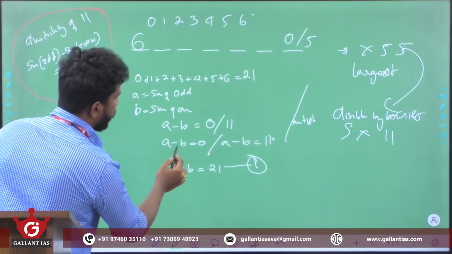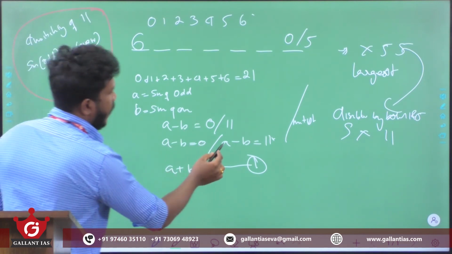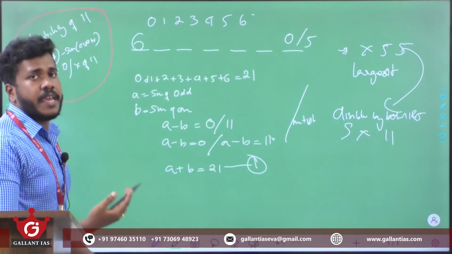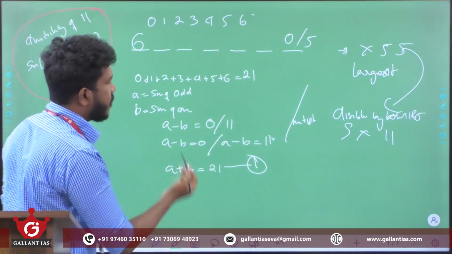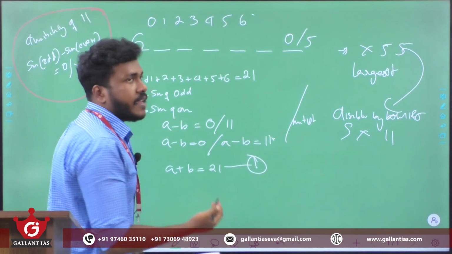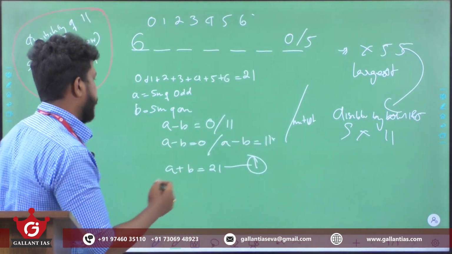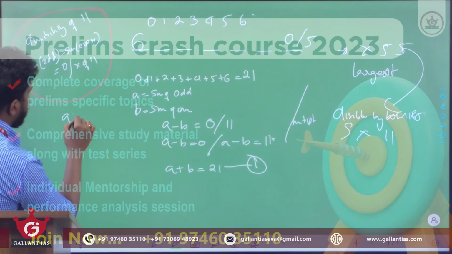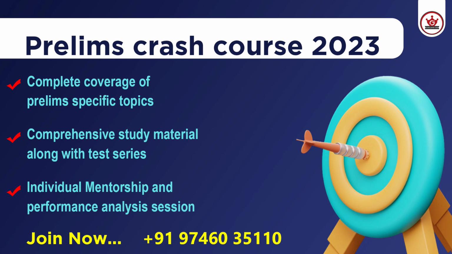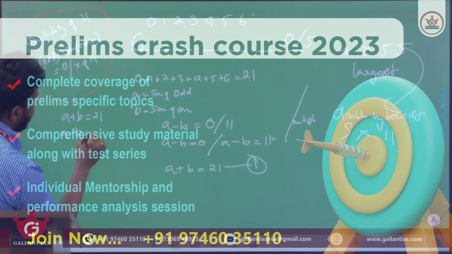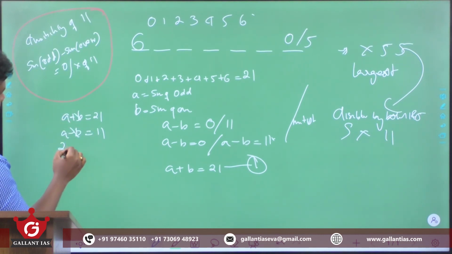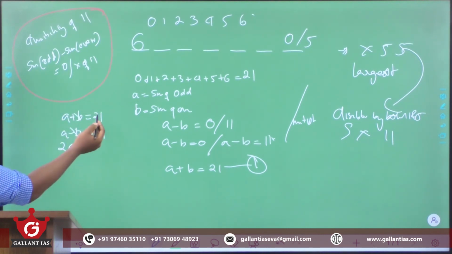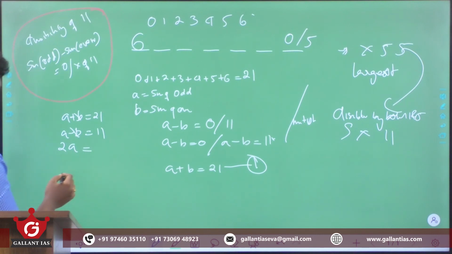And there are two other equations: a minus b is equal to 0, and a minus b should be a multiple of 11. Now, either a minus b can be 0 or a minus b can be 11 or a multiple of 11, right? So just take these two equations first, a plus b is equal to 21 and a minus b is equal to 11. When you solve them, you are getting that 2a is equal to 21 plus 11.